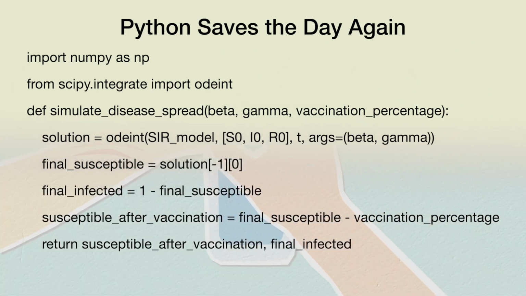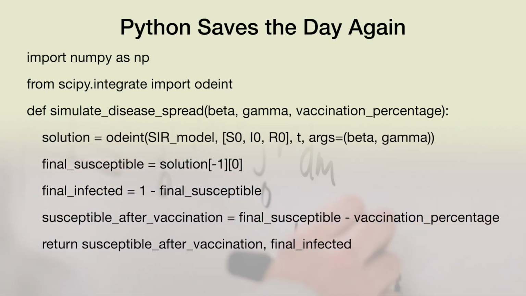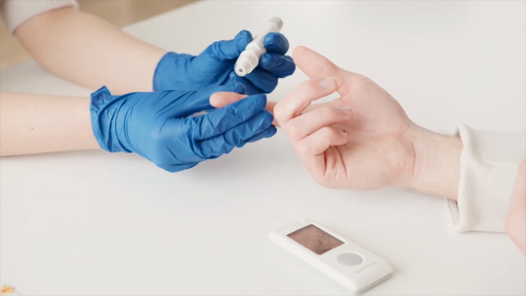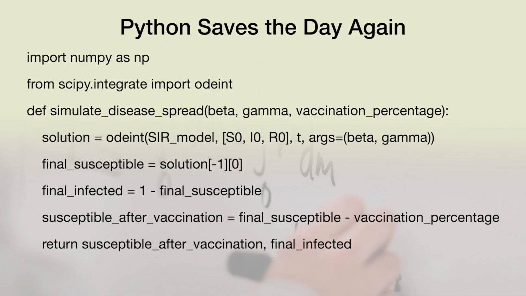After we have given all this, we calculate the final fraction of the population that remains susceptible. So the final susceptible population will be equal to solution minus 1, 0. To calculate the final fraction of the population that has been infected, we use the next line: final infected is equal to 1 minus susceptible. Simple math. How much is infected is 1 minus how much is finally susceptible.